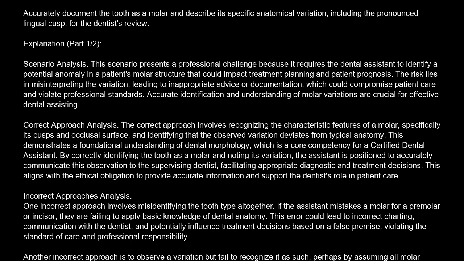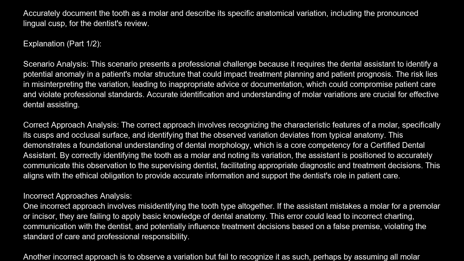Correct approach analysis. The correct approach involves recognizing the characteristic features of a molar, specifically its cusps and occlusal surface, and identifying that the observed variation deviates from typical anatomy. This demonstrates a foundational understanding of dental morphology, which is a core competency for a certified dental assistant. By correctly identifying the tooth as a molar and noting its variation, the assistant is positioned to accurately communicate this observation to the supervising dentist, facilitating appropriate diagnostic and treatment decisions. This aligns with the ethical obligation to provide accurate information and support the dentist's role in patient care.